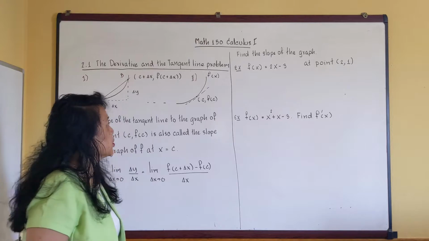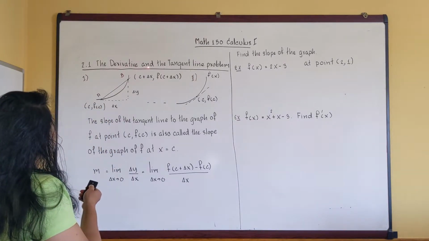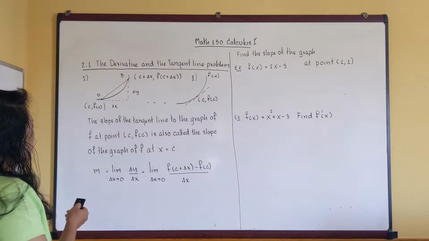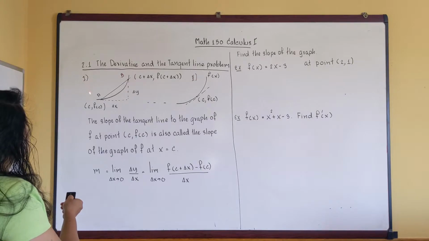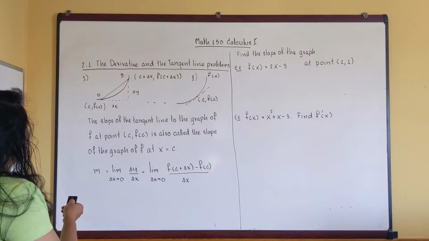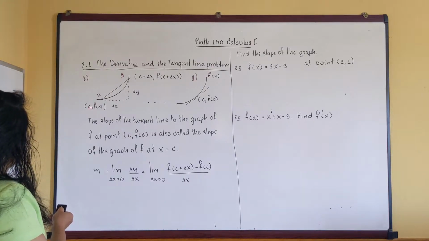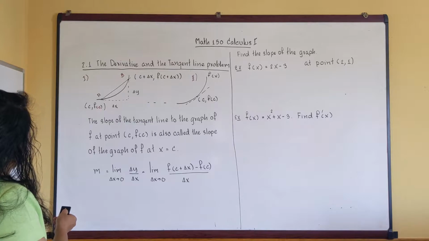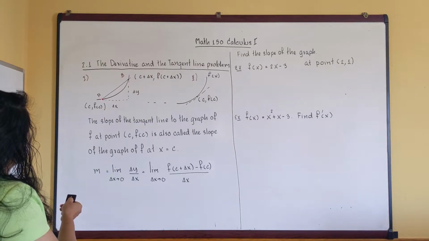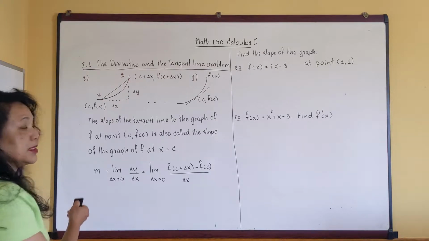Let's continue our chapter 2. Chapter 2 is the derivative and the tangent line problem. I have a function f of x, here is a curve, and I have 2 points, point A and point B. Point A has coordinate c, f of c, and point B is up here. Let's say the distance from here to here is delta x, and from here to here is delta y.